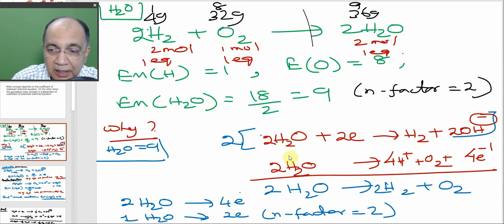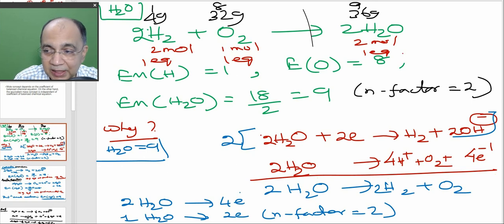In this reaction, supposing we look at the opposite reaction, the non-spontaneous reaction, at the cathode you are getting hydrogen and OH minus ion. Water gets split into H plus and OH minus. The H plus picks up an electron to form hydrogen gas, and OH minus remains as such. Similarly, at the anode, it is the OH minus ion from water that undergoes oxidation to oxygen, and 4 H plus ions are left out.